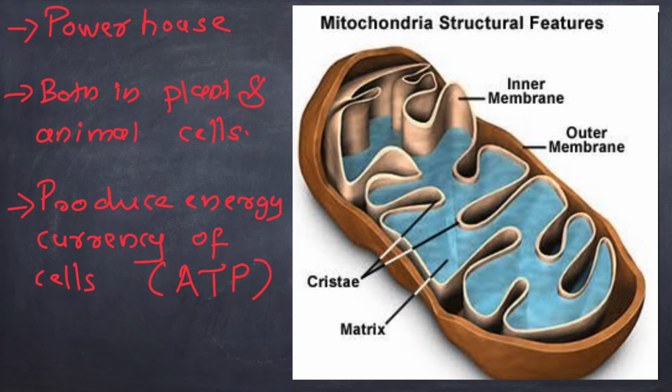This is mitochondria, the powerhouse of cells. It is a double membrane rod-shaped structure found in both plant and animal cells. And the structure comprises an outer membrane, an inner membrane, and a gel-like material called matrix. It produces the energy currency of cells, ATP, adenosine triphosphate, and it also plays an important role in cellular metabolism.